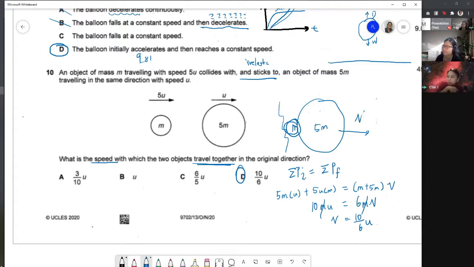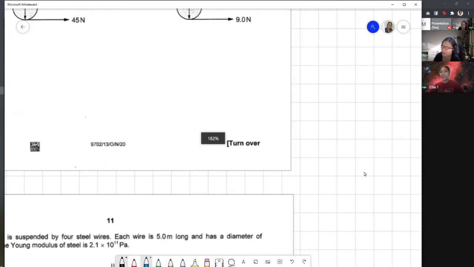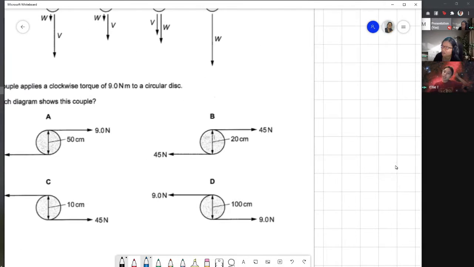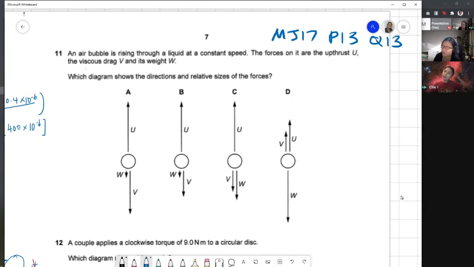But some students say, Miss, 10 over 6 is the same thing as 5 over 3, but I don't have the answer 5 over 3. Or Miss, this question, then how? Some students press the calculator, then they see 5 over 3. That means there's no 5 over 3. Hello, 5 over 3 and 10 over 6 is the same thing. Anyway, question 11 is actually a past year question that appeared before.